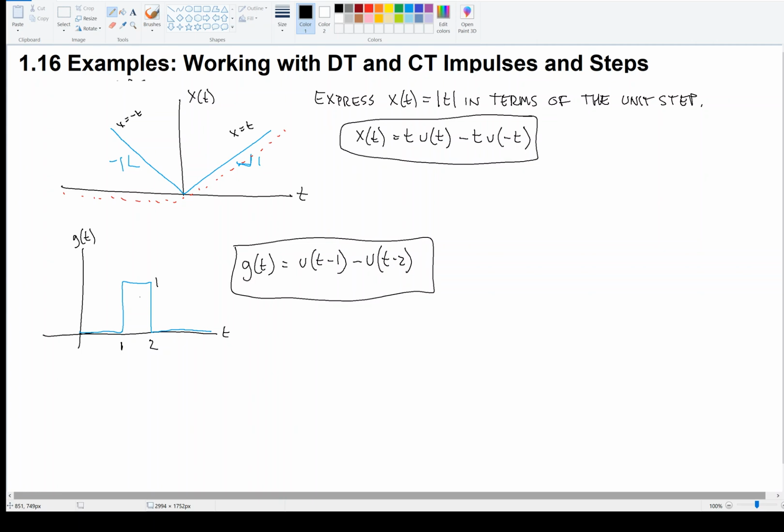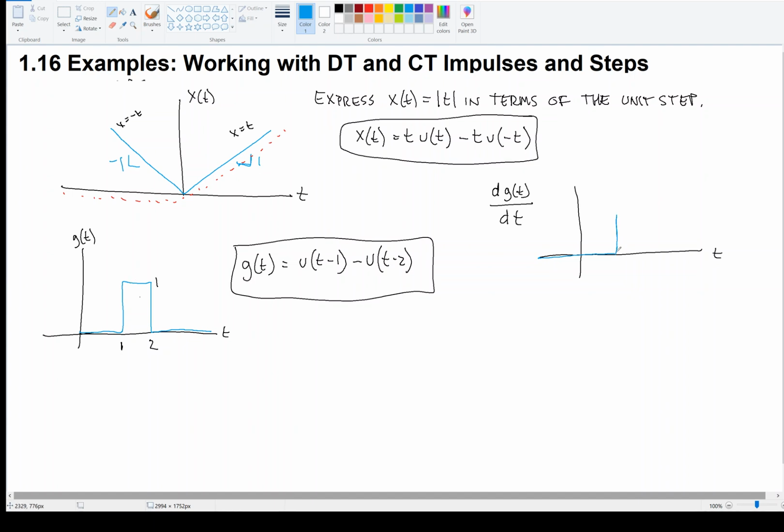Now, I do want to throw another example out there. We're calling this g of t. Let's consider the derivative of g of t with respect to time. So this is a related example. Let's think about what that signal would look like. Well, the derivative is the slope of the line. So I've got 0 slope everywhere except at these jumps. So at 1, I have an instantaneous jump of 1 unit.